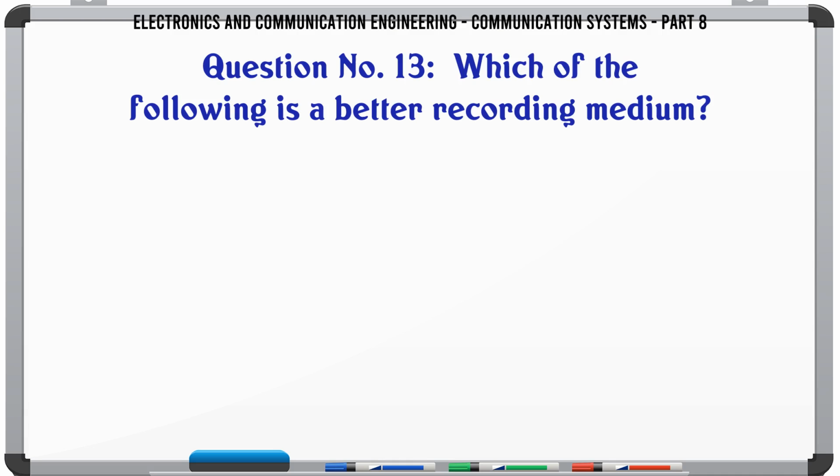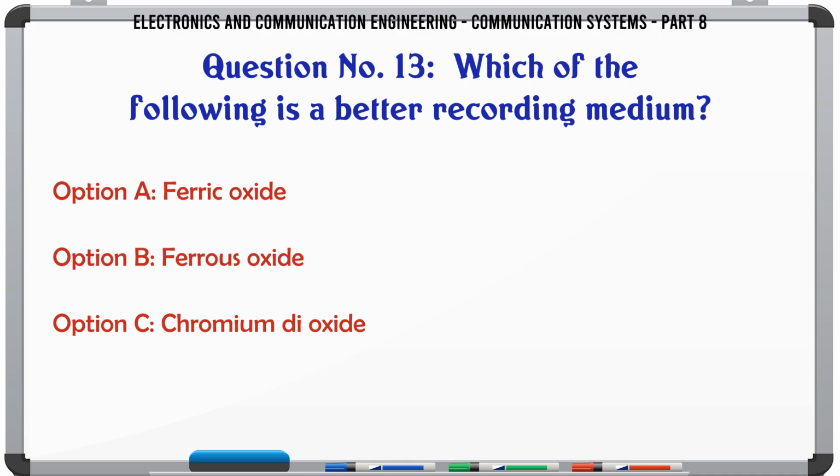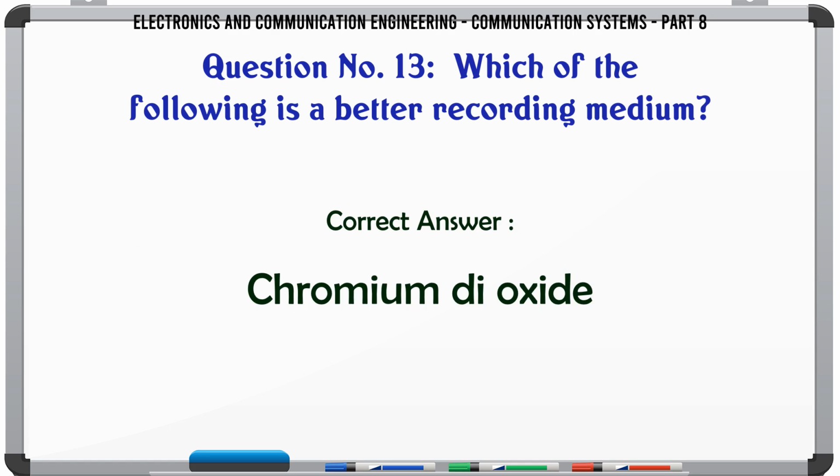Which of the following is a better recording medium? A. ferric oxide, B. ferrous oxide, C. chromium dioxide, D. either A or B. The correct answer is chromium dioxide.